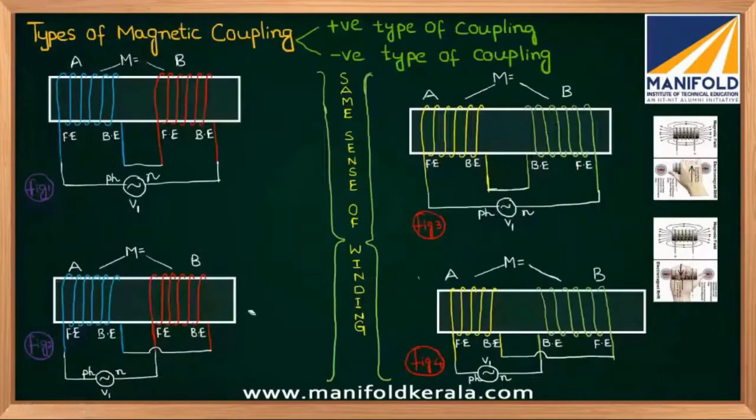Now, let me discuss the types of magnetic coupling. Once again, please get up those who are sleeping, because this topic is very important. It deals with direction. You have to show your right hand clearly, your fingers and thumb, then only you'll get the correct direction for flux and all those things. Be active. Can I start?